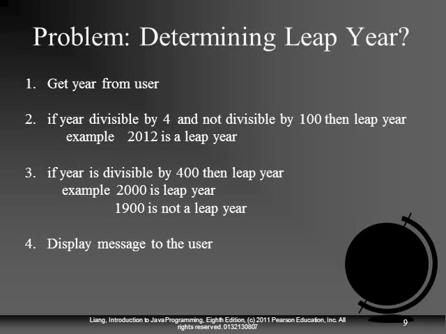Okay? But if the year is divisible by 400, such as the year 2000, then it is a leap year. So every 400 years, the beginning of the century is a leap year. So the pseudocode is pretty straightforward. Stop the video if you want and study it a little bit, and then we'll look at the code that implements our pseudocode.